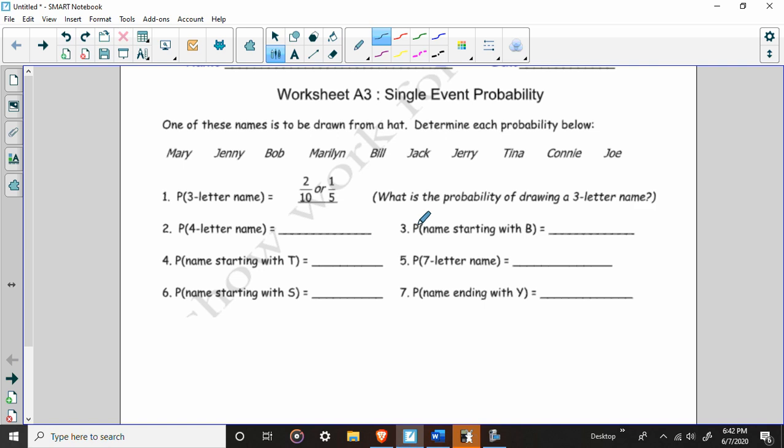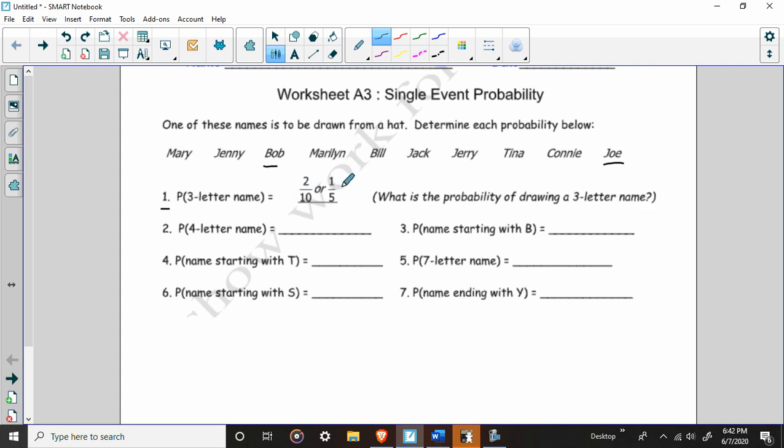Okay, so they told you, number one, what's the probability of pulling a 3-letter name? So how many 3-letter names? That's 4, that's 5. There's 1 3-letter name. No, no, no. 2 3-letter names, right? Bob and Joe. So that is 2 out of 10, or 1 over 5 if you reduce it.